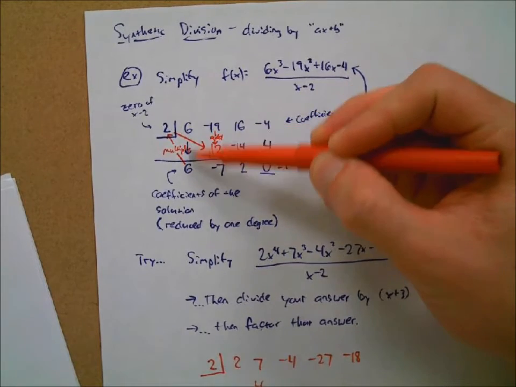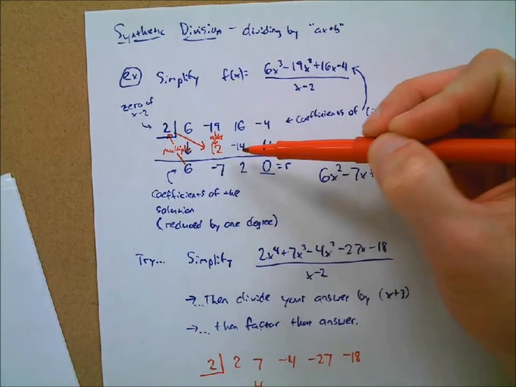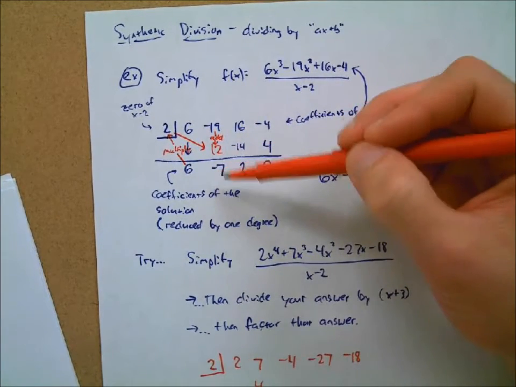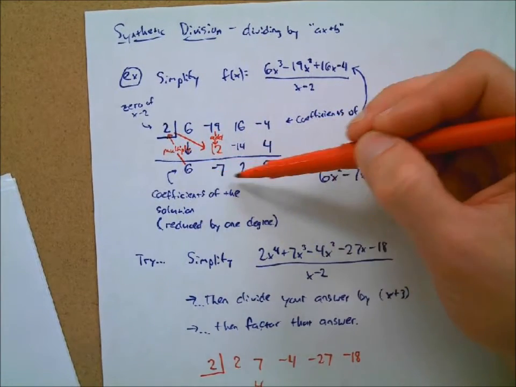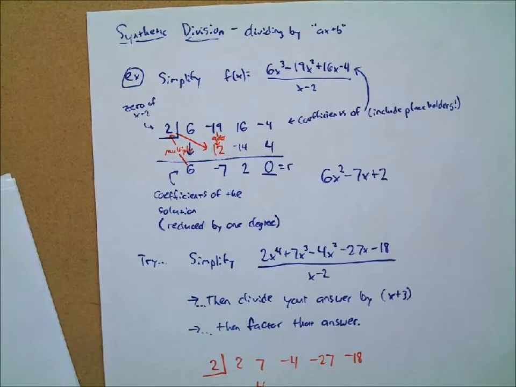So drop the 6. 6 times 2 is 12. Add negative 7. So you're just dropping them down to the bottom and then the middle is your answer? Nope, these are your final answers that you want. Oh. These numbers at the bottom are the coefficients of your solution.